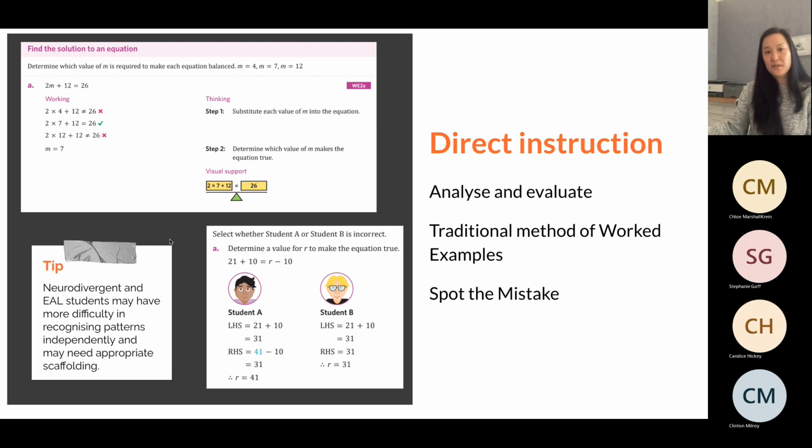A tip to remember, though, as we know now, we have a lot of students, so neurodivergent students and EAL students may have more difficulty in recognizing patterns independently and may need some appropriate scaffolding. So if you do have students who are in either of these categories, some of what you can do is really step out a bit more of highlighting, okay, what was incorrect, why was it incorrect, and just scaffold it a bit more for them.